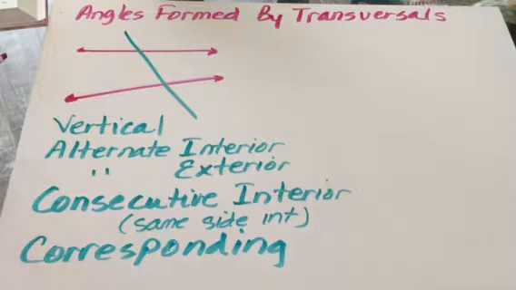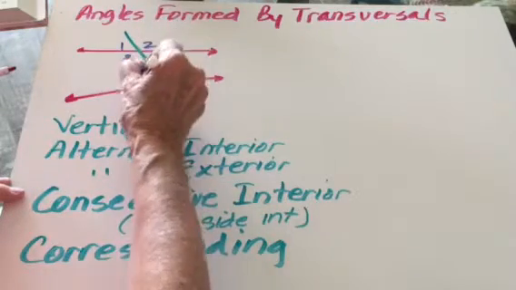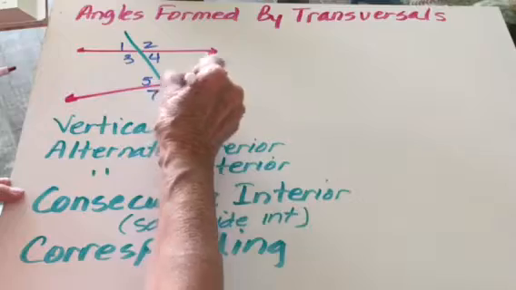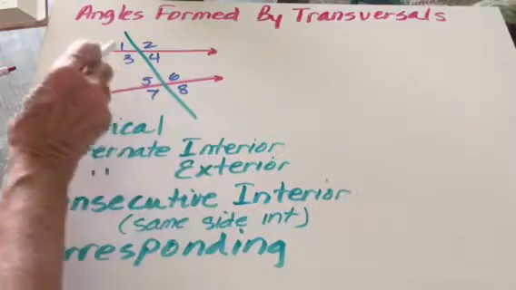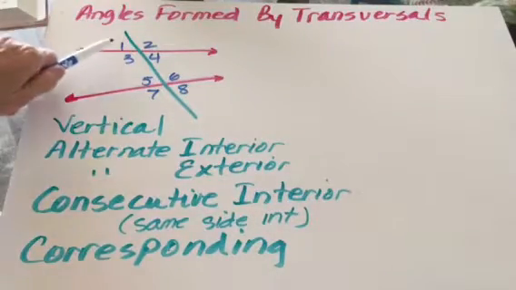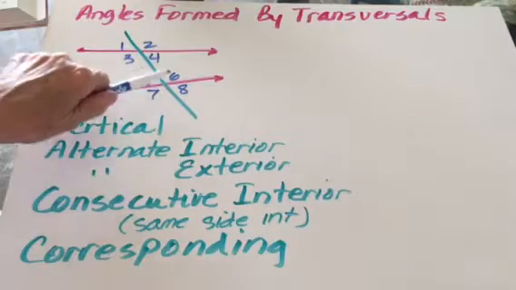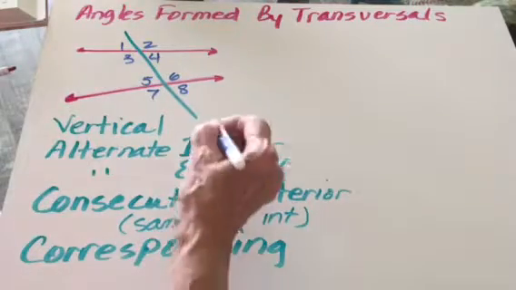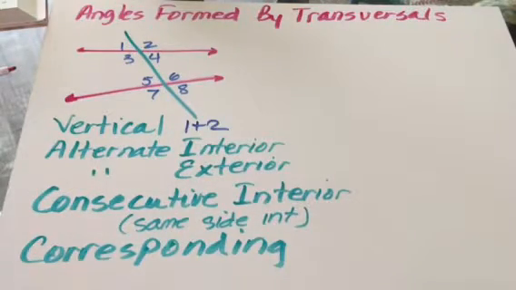All right, now you need to copy this in your notes. So let's label these angles here: 1, 2, 3, 4, 5, 6, 7, and 8. The vertical angles are, you might remember this already, the ones that are right across from each other that form V's. So 1 and 4, 2 and 3, 5 and 8, 6 and 7. So I'll write, for right now, I'm just going to write down 1 and 2. I don't want to write 1,000 numbers.